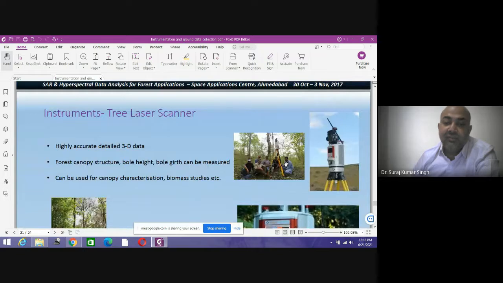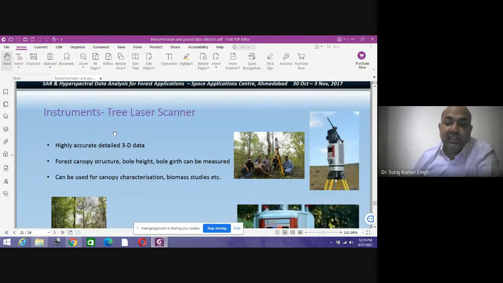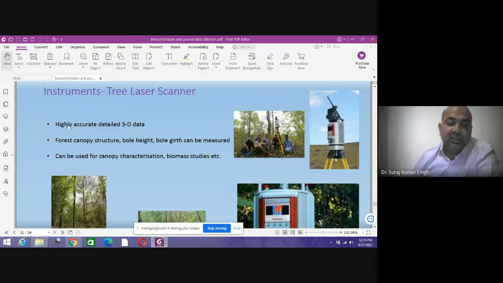Nowadays, very popular is the tree laser scanner, which provides you highly accurate, detailed 3D data sets. Forest canopy structure, bole height, bole girth can be measured, and can be used for canopy characteristics and biomass studies.